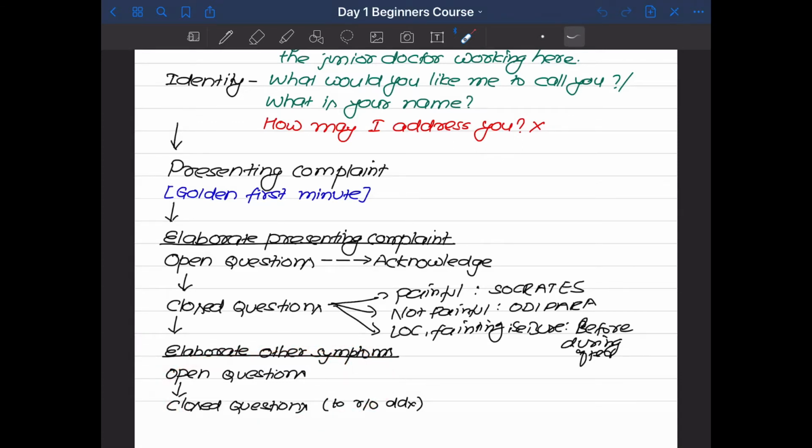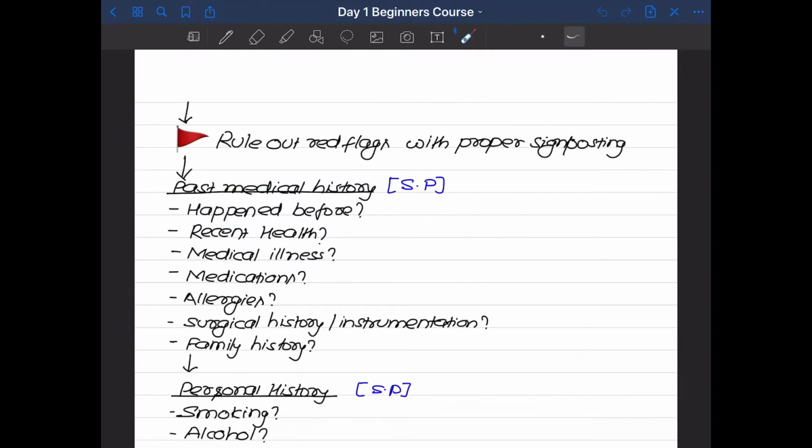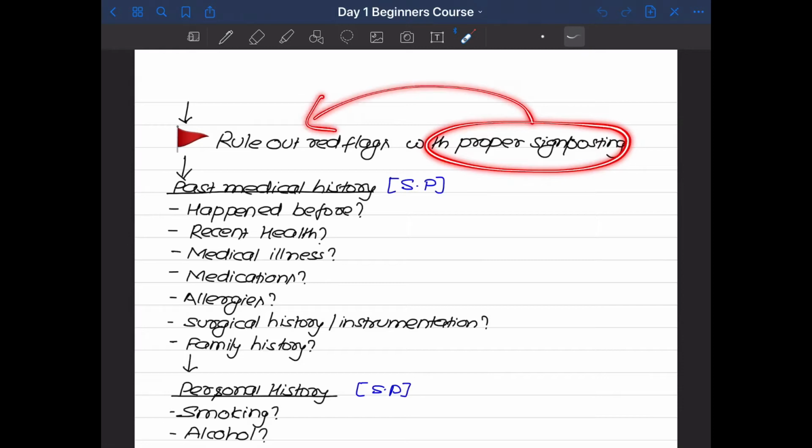Okay, then at the end of that, again ask anything else, and if the patient says no, then you only go on to ask your red flag symptoms. That's what we call ruling out the red flag with proper signposting. Now what is proper signposting before you rule out the red flag? And is it absolutely necessary?